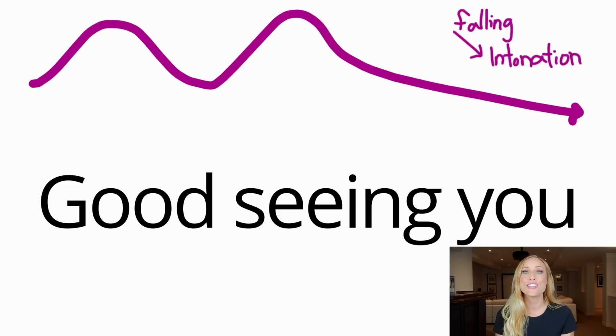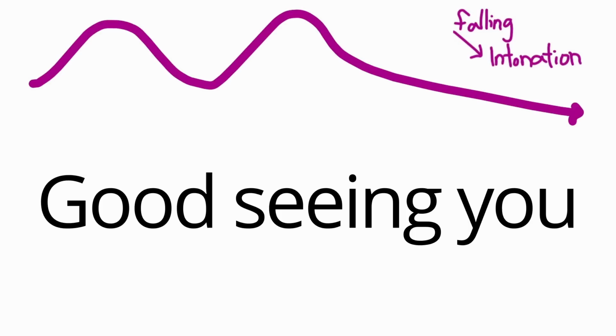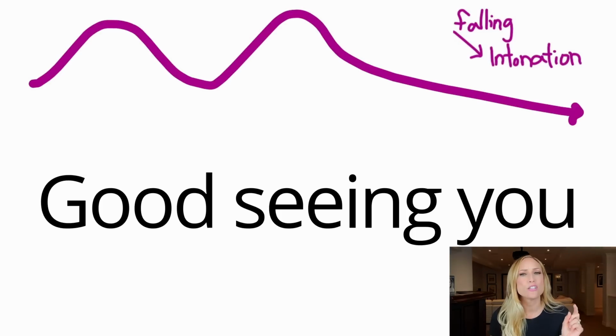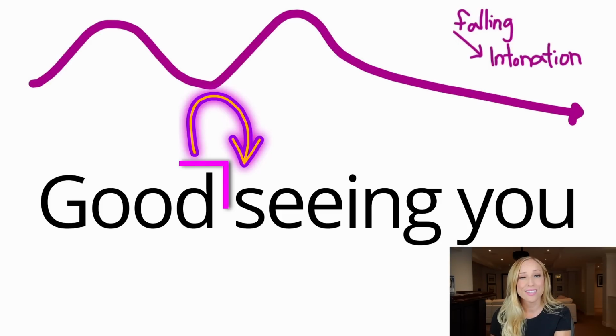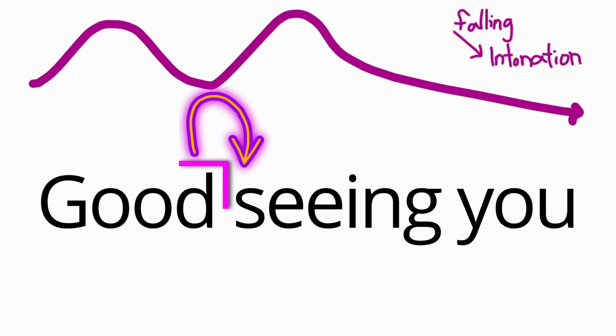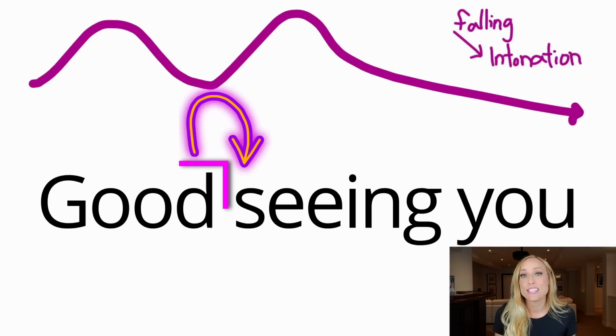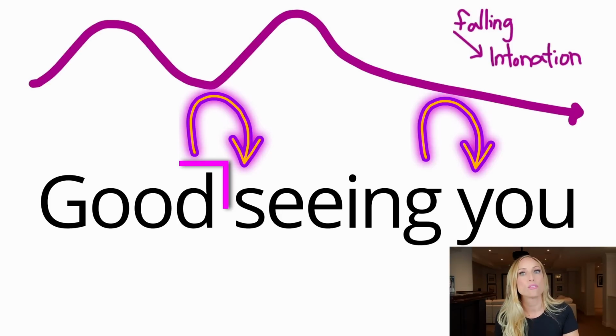Notice that all the words in this phrase are linked together. There's no pause. Good seeing you. The D in good is not released with the tongue, but instead it links to the S in seeing to sound like "seeing." The NG in seeing links to you to sound like "new." Good seeing you. The vowel in good is an upsilon.